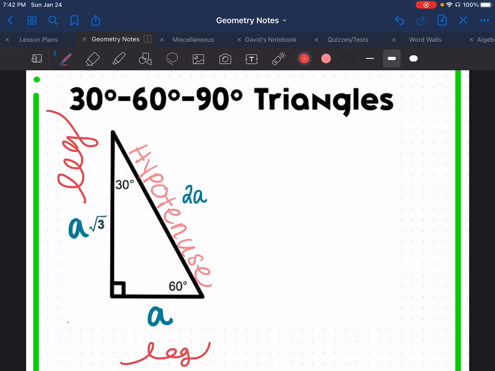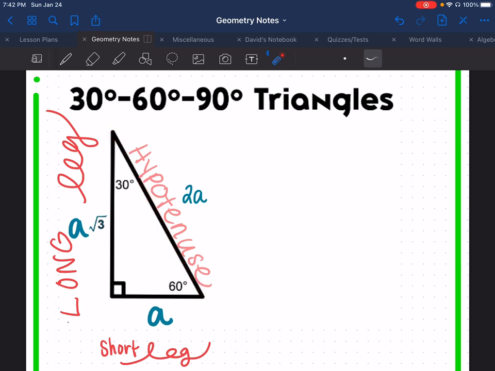So this is my short leg, and you can visually see that it is shorter than the other one, and this one is my long leg. I tried to write it as long as possible. And of course, this side right here that does not contain my 90 degrees is my hypotenuse.